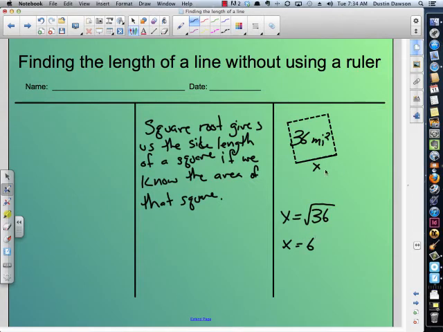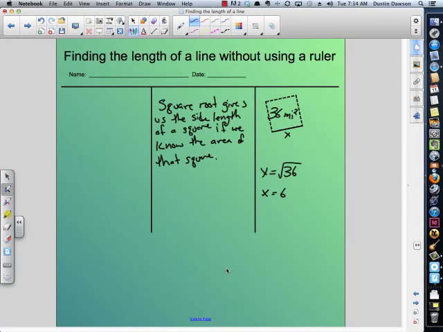Now this is really handy, and it's going to become even more handy as we keep progressing through this unit that we're working on right now. But this is the gist of what I want you to understand. I want you to get the fact that if I give you the area of a square, you can find the side length of that square by taking the square root of the area.